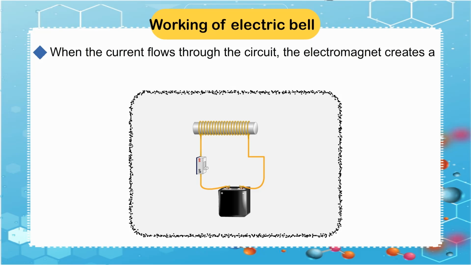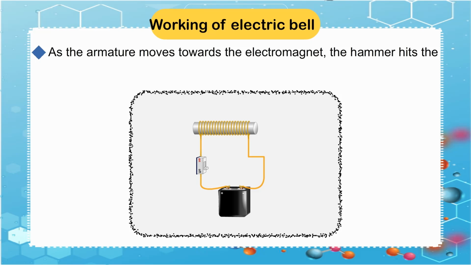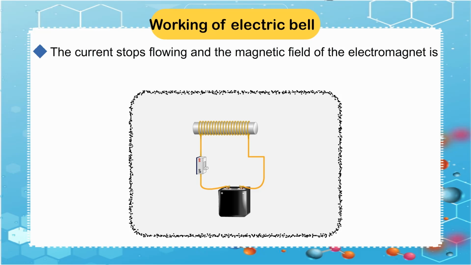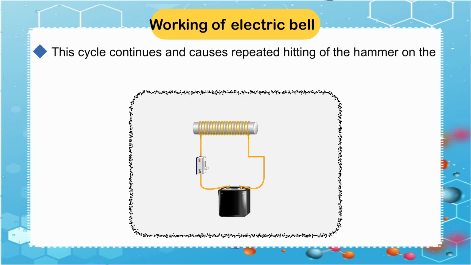When the current flows through the circuit, the electromagnet creates a magnetic field which attracts the soft iron armature. As the armature moves towards the electromagnet, the hammer hits the gong and sound is produced. The circuit breaks. The current stops flowing and the magnetic field of the electromagnet is lost. So the armature moves back and connects to the circuit again. This cycle continues and causes repeated hitting of the hammer on the gong, producing continuous sound.